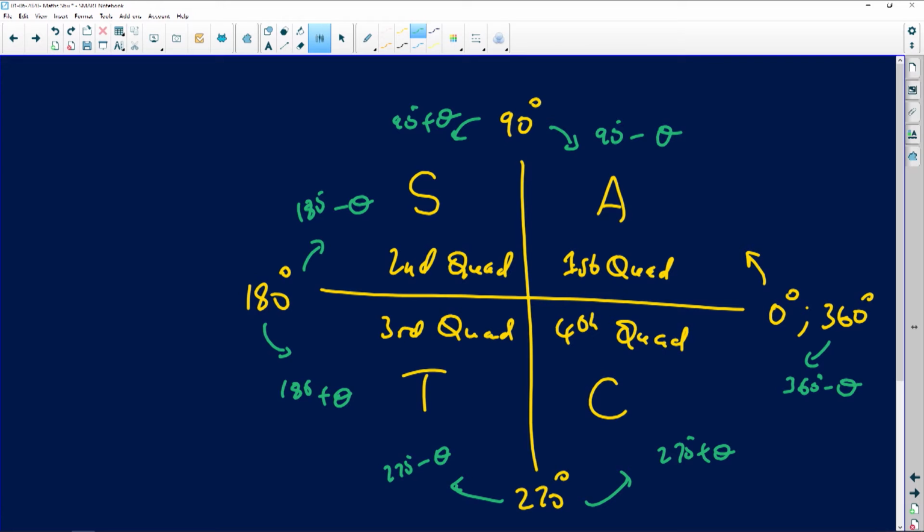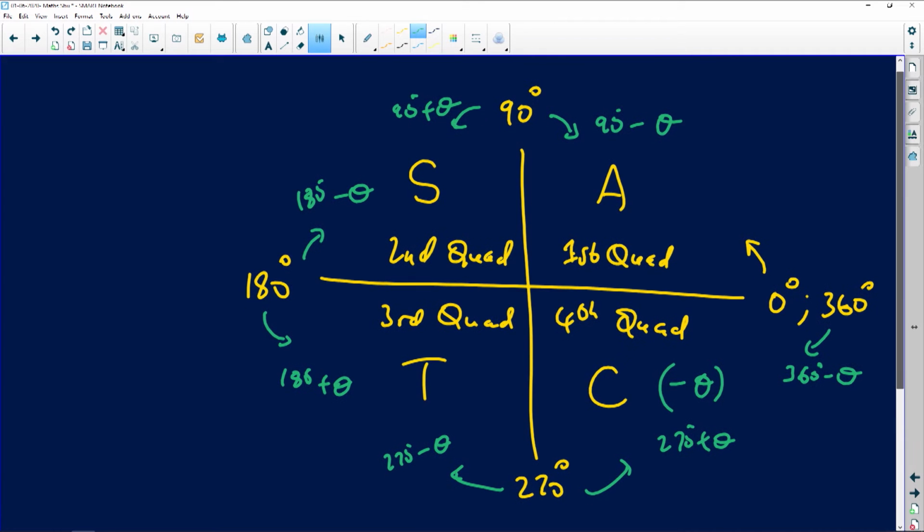So as a matter of fact, in the fourth quadrant, we don't only have 360 minus theta or 270 plus theta, but we also have what we call negative acute angles, which all lie in the fourth quadrant as well. So please keep that in mind. It's very, very important. Okay, cool.